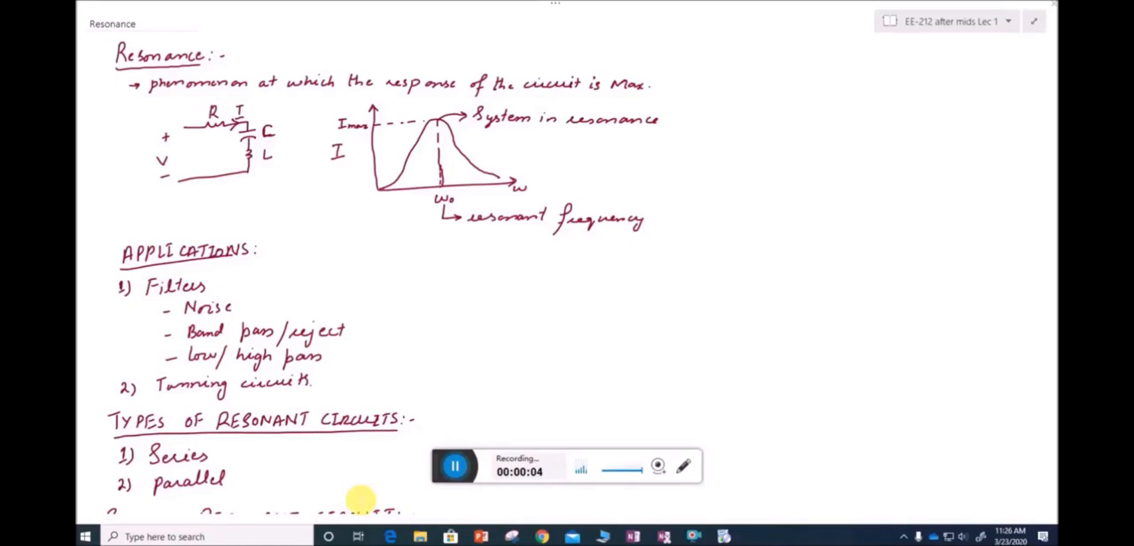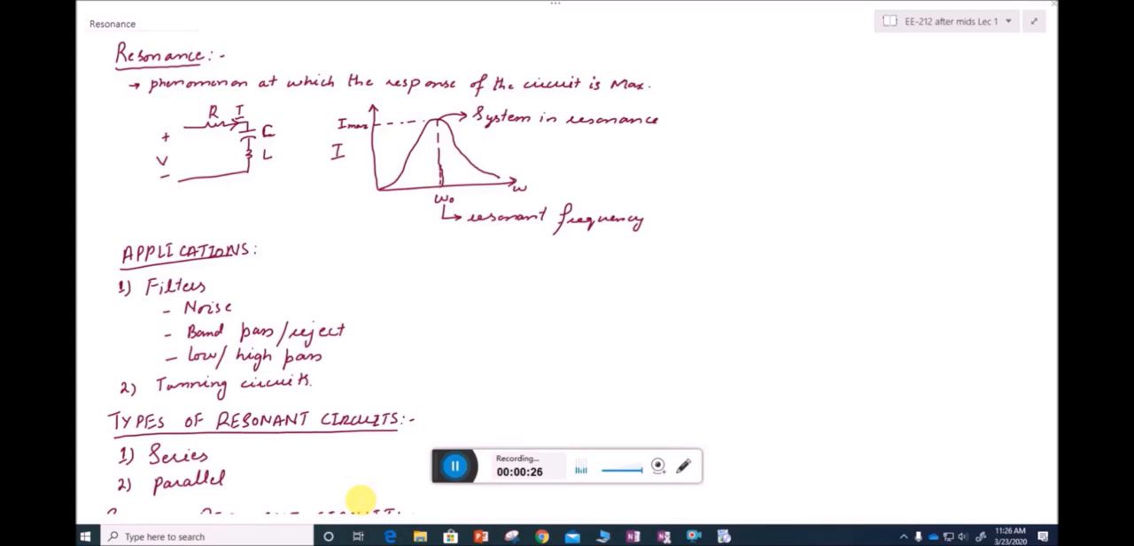Circuit 2, and we are going to start the course after the midterms. Before midterms we have studied variable frequency circuits, and for that we have tried to find the transfer functions and also studied about the Bode plots. Now we are moving on towards resonance and the resonant circuits.